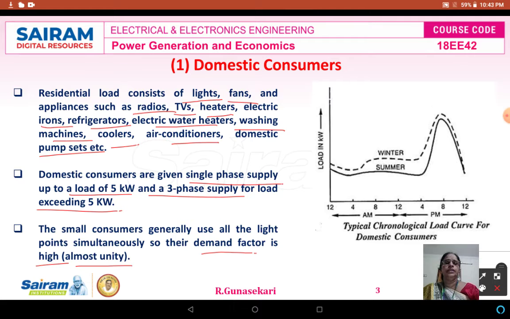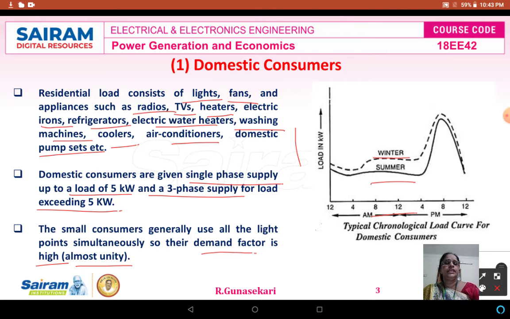Now you see the load curve of the domestic consumers. This curve is called a typical chronological load curve. X-axis is time in hour, Y-axis is load in kilowatt. Now we draw the load curve for summer season and winter season. The dotted line represents the load curve for winter season, and the solid line represents the load curve for summer season.